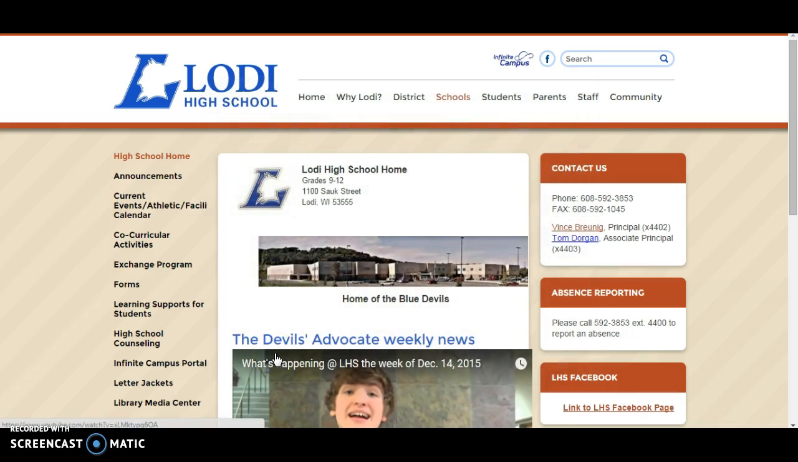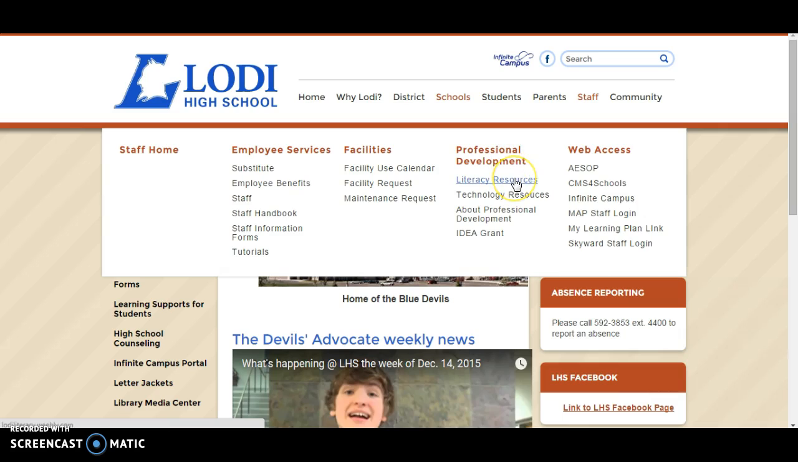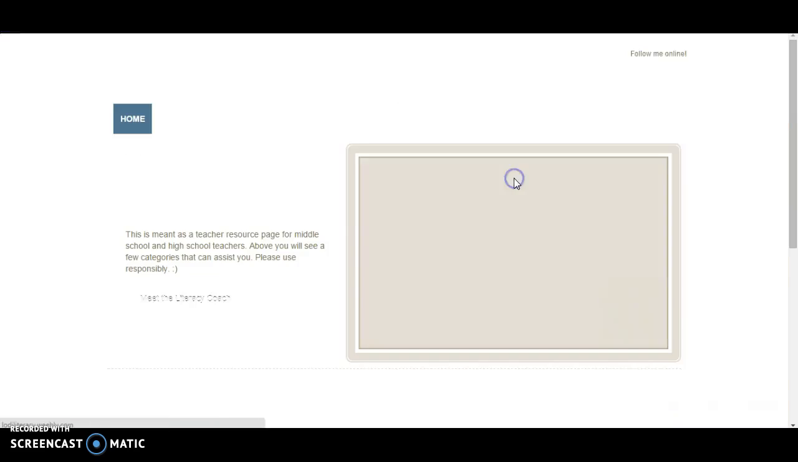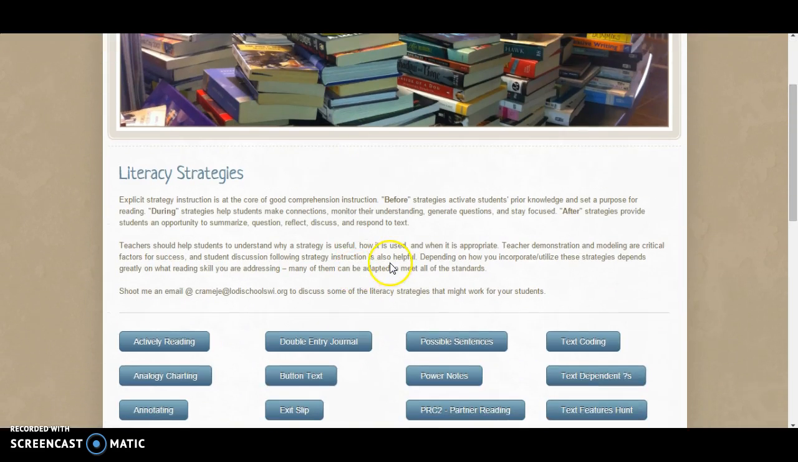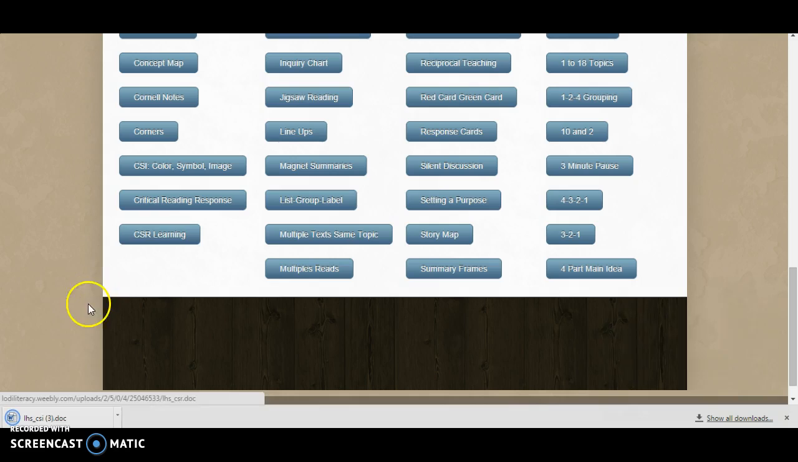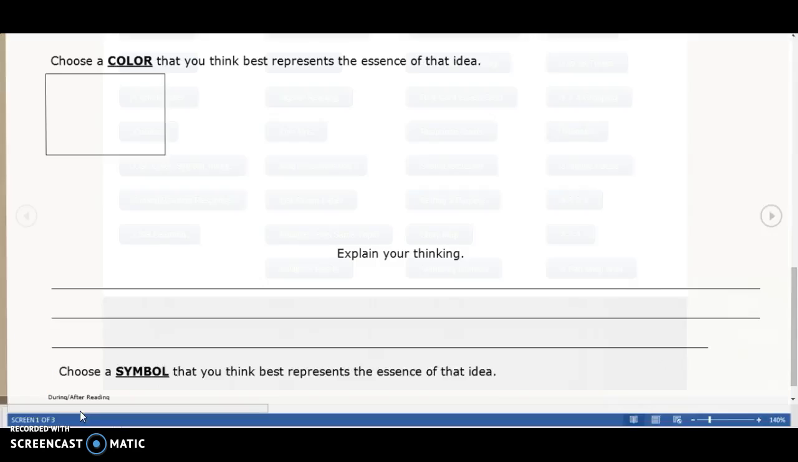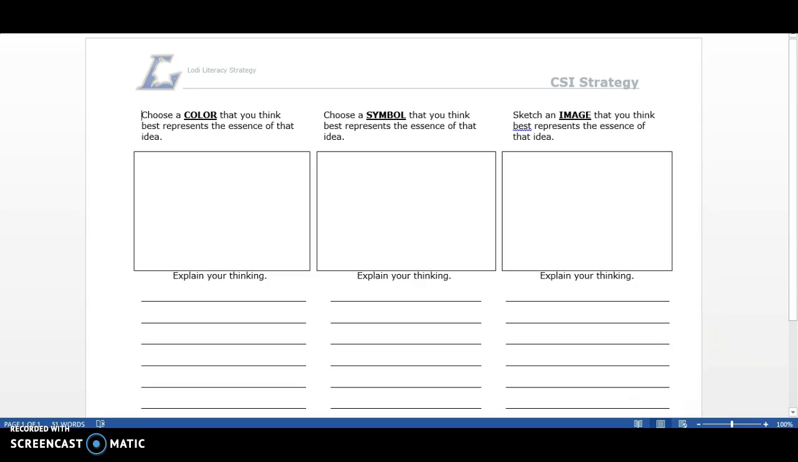If you go to either the middle school or high school webpage, you'll see under Staff, Professional Development, here's my link to the Literacy Resource webpage, and you can find all the strategies under this tab. It's alphabetized, so the strategy I'm going to share with you today is CSI. It's near the bottom, and it stands for Color, Symbol, Image. It will download as a Word doc and look kind of scrambled until you hit Enable Editing, and then it'll clean it up for you.